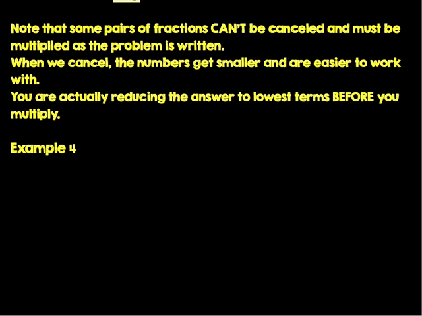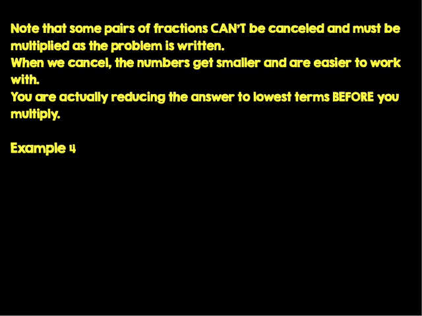Now, finally, some pairs of fractions can't be canceled. We just multiply as the problem is written. When we cancel, the numbers get smaller and are easier to work with. You're actually reducing the answer to the lowest term before you multiply. So this is really an easier way to reduce. It's easier to work with smaller numbers than larger numbers.